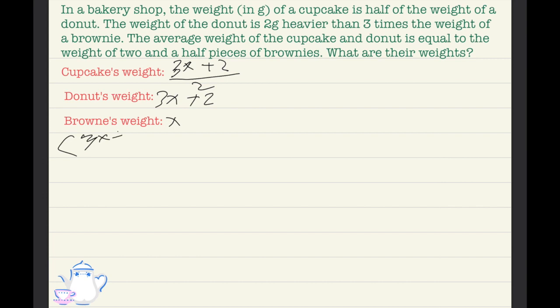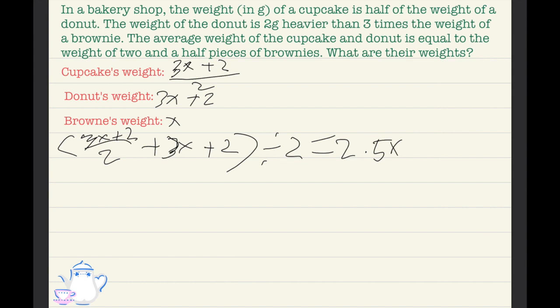So 3x plus 2 over 2, then plus 3x plus 2. There. I'm going to close the door behind them in jail, then divided by 2, and then it equals 2.5 pieces of brownies, so 2.5x. Now we just have to do some little algebra. We can deal with the divided by 2 outside the bracket first. We need to take out the guards to escape from the jail.